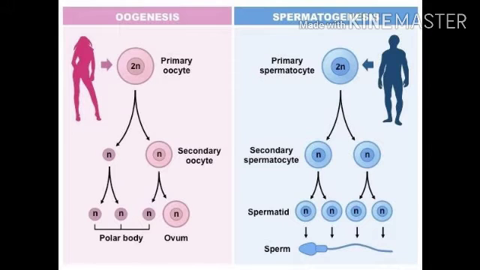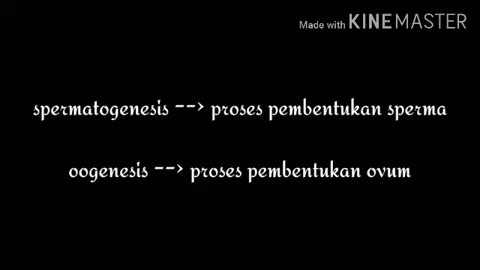Habibi wa habibti, last meeting we studied about oogenesis and spermatogenesis. Do you still remember the meaning of spermatogenesis and oogenesis? The process of forming sperm is called spermatogenesis. And the process of forming female genital cells, the ovum, we call oogenesis.